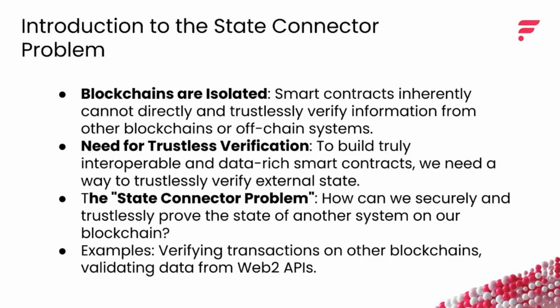But if you want to build truly interoperable and data-rich smart contracts, you need a way to trustlessly verify external state, and that's a core challenge that I don't think any other blockchain network has focused on. So how can we securely and trustlessly prove the state of another system, whether it's another blockchain, a Web2 API, or any other data source, on our own blockchain? For example, how can a smart contract on Flare trustlessly verify that a specific transaction occurred on Bitcoin, or that a particular piece of data from a website is accurate and hasn't been tampered with?